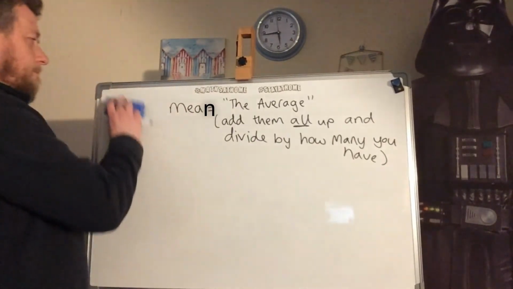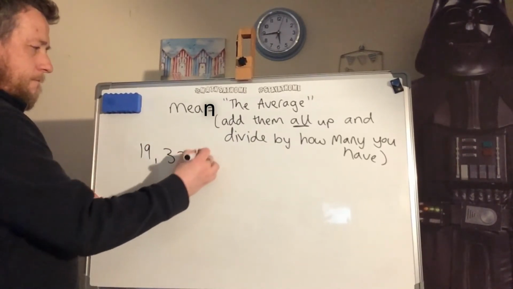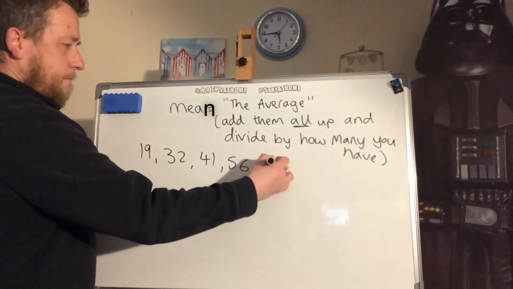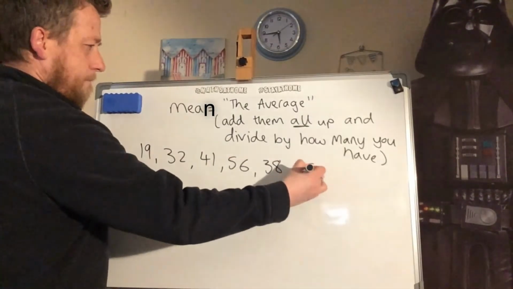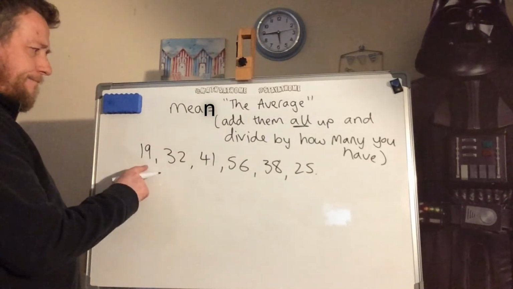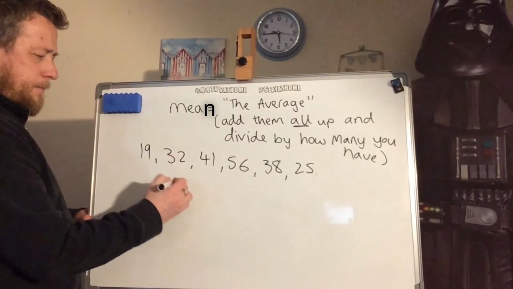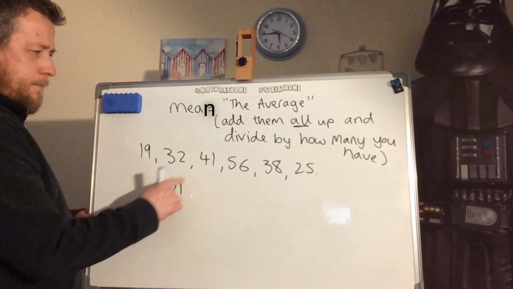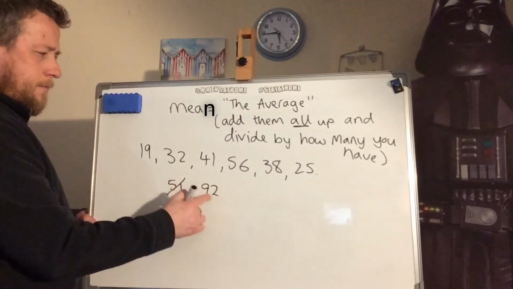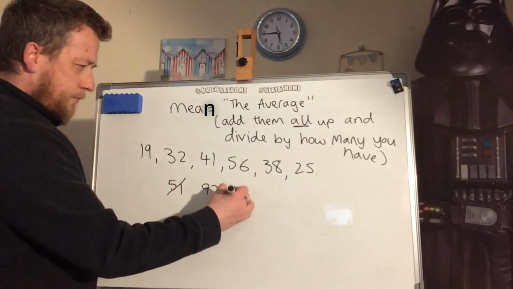Okay, let's try another one. 19. Bigger numbers: 32, 41, 56, 38 and 25. Again, you might find a calculator would be beneficial at this point, but let's see how we get on. Let's add those together. 19 and 31. Yep, and then add the 41. Keep a running total. Add 56.